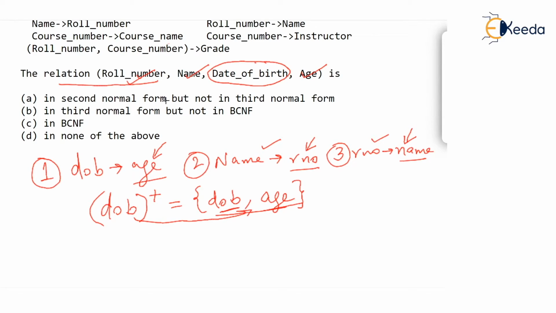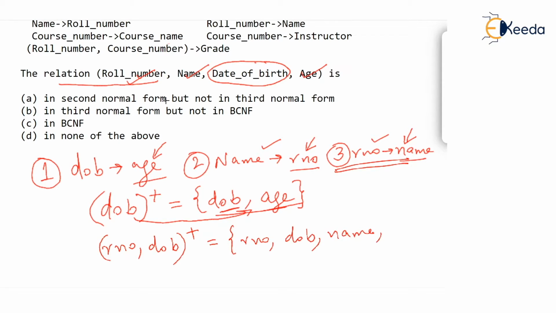So let us try adding roll number comma date of birth. And if you find the closure of this, it will contain roll number and date of birth obviously. And because of the third dependency, roll number will bring in name, correct? And due to the first dependency, date of birth will bring in age. So definitely roll number comma date of birth is a candidate key. This is a candidate key, isn't it?